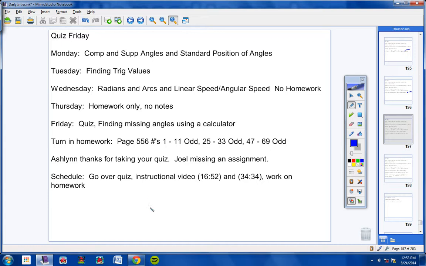Moving on, here's what we're going to do today in class. We're going to go over your quiz. So right now, if Mrs. Gallen has not passed out your quizzes, pause the video, get your quizzes passed out, and then turn the video back on, okay? Moving on, we're going to go over your quiz, then look at 2 instructional videos, and then work on homework.